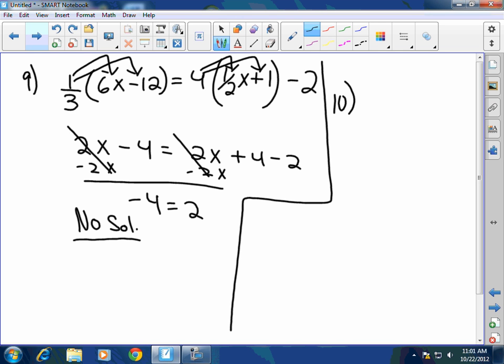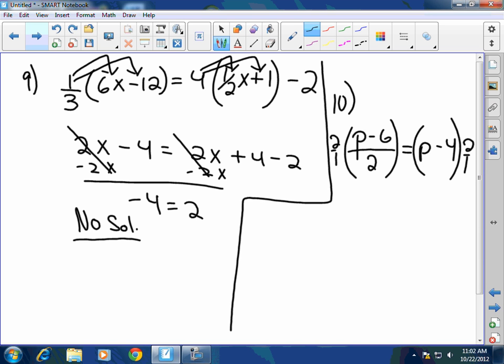Number 10, it's even easier. I'm going to show you where almost all of you messed up. How would I get rid of that denominator of a 2 again? Multiply both sides by 2 over 1.